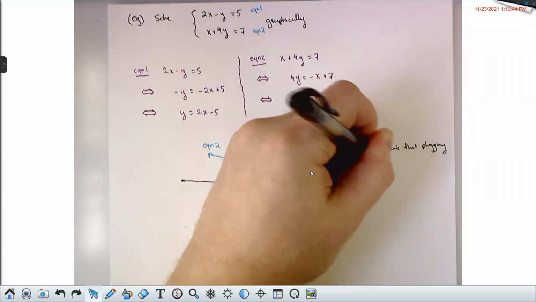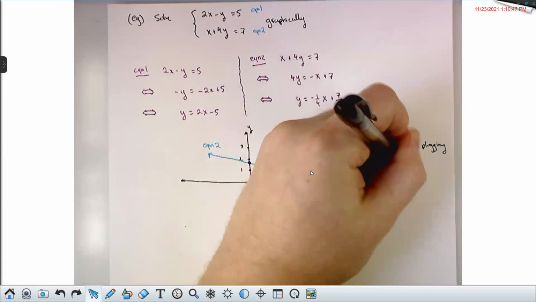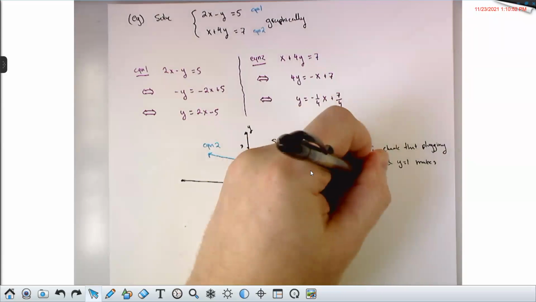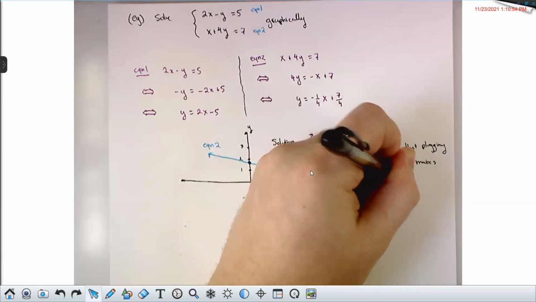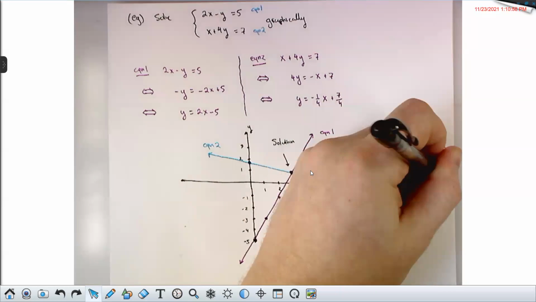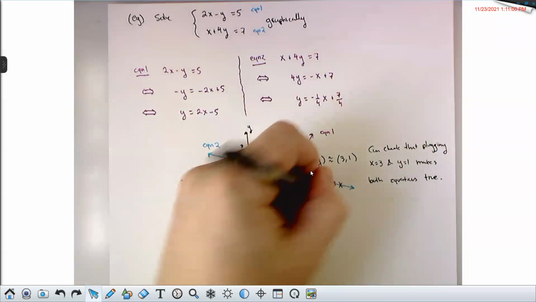We can check that plugging x equals 3 and y equals 1 makes both equations true. So this is the solution.